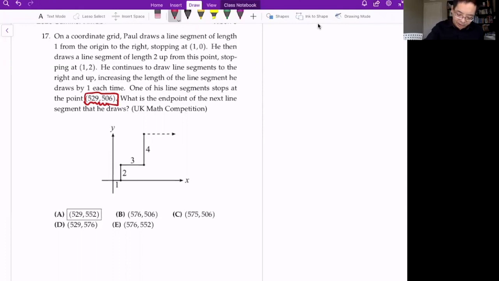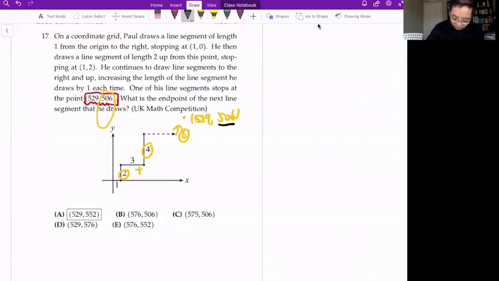All right, first, let's focus on the y coordinate. So that's the 506. Say the point is right here, right? So 529, 506. For the y coordinate, we know each time to go from 2, you plus the 4, and then next time you plus 6. So we need to figure out at which place it will go all the way up to 506.